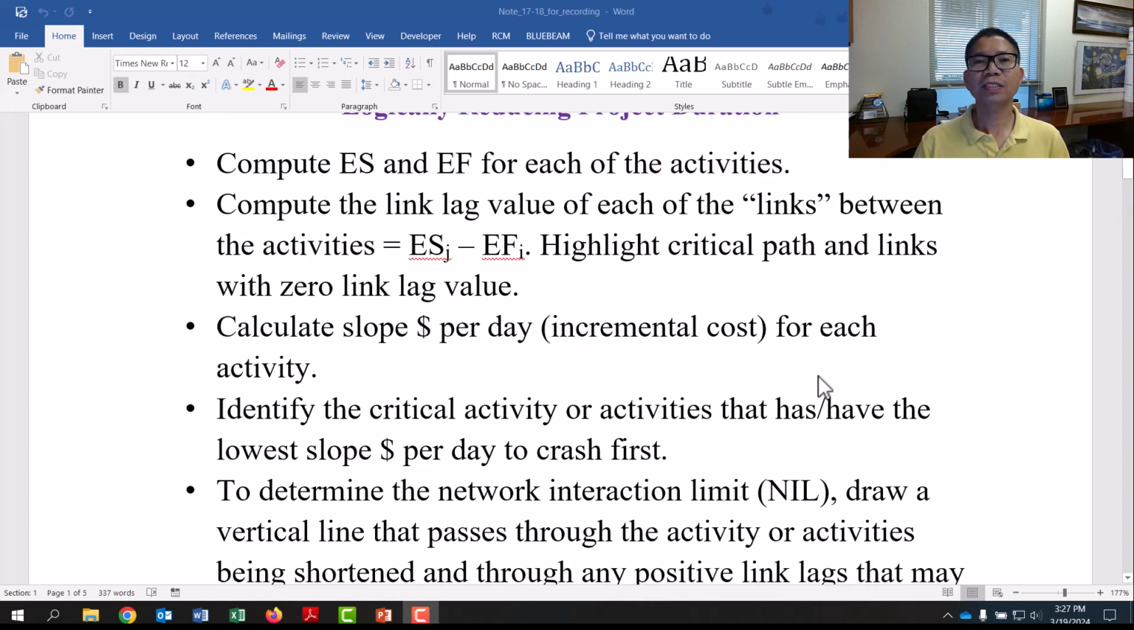First, we compute the early start and early finish of each activity. Then compute the link lag value of each link between two activities. With two activities, we have one predecessor and one successor. The difference between the early start of the successor minus the early finish of the predecessor, we call it the link lag value.